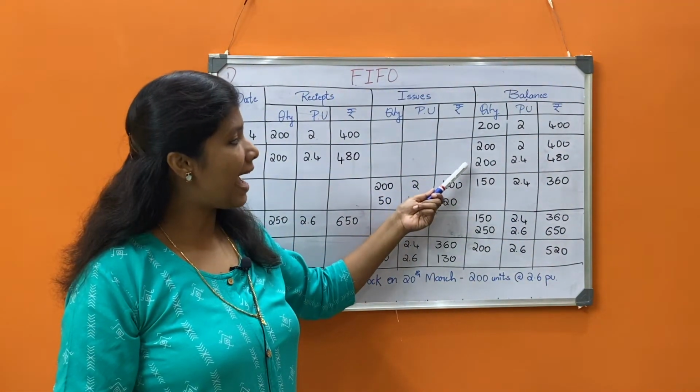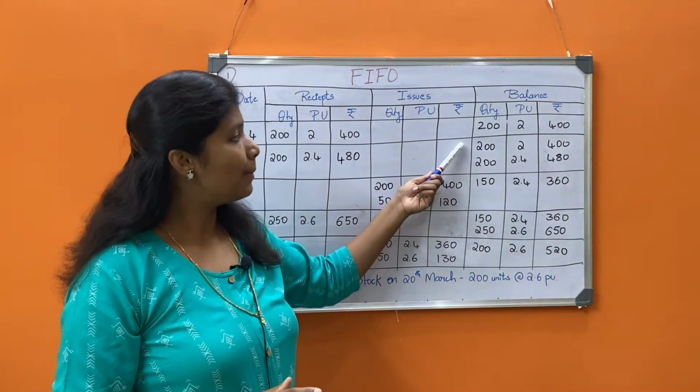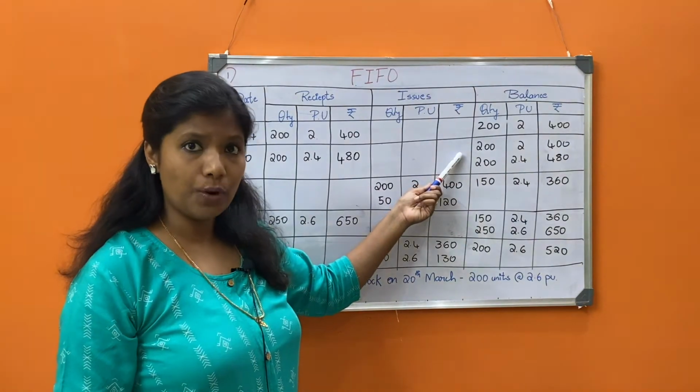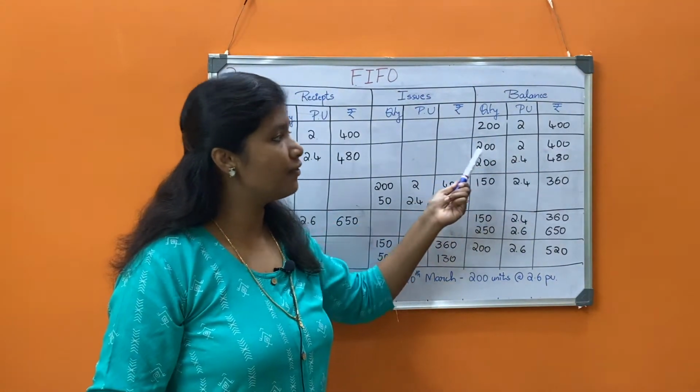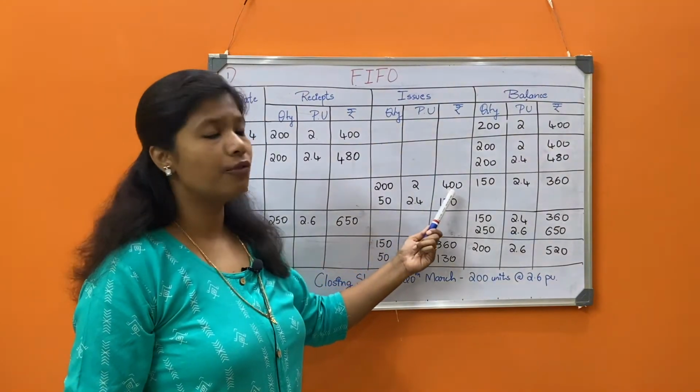Stock 1 and stock 2. How much should I sell? 250. How much do I have in stock 1? Only 200. So sell the complete first stock, 200 at the rate of 2, which is 400.